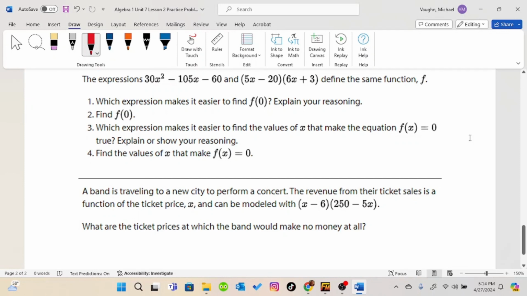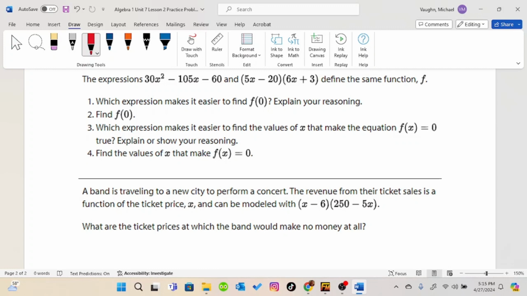The expressions 30x squared minus 105x minus 60 and the quantity of 5x minus 20 times the quantity of 6x plus 3 define the same function f. Number 1. Which expression makes it easier to find f of 0?